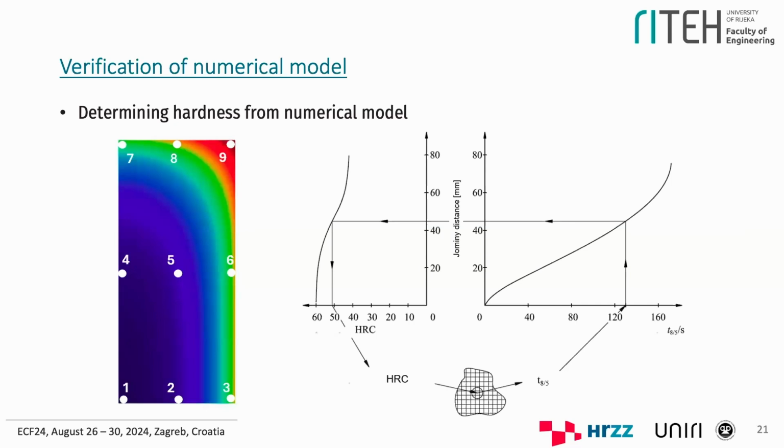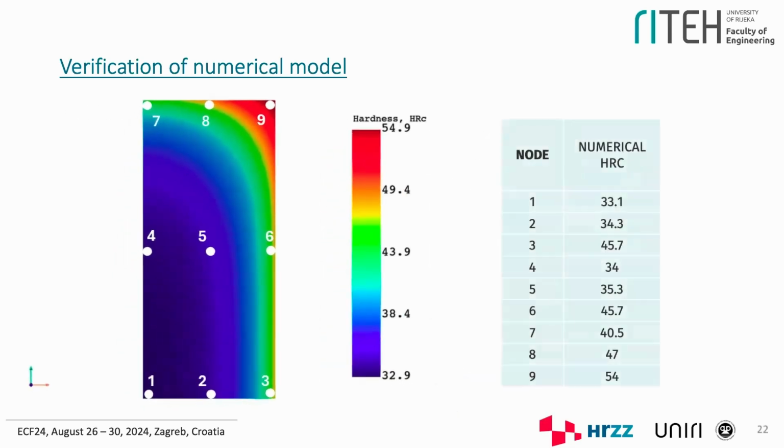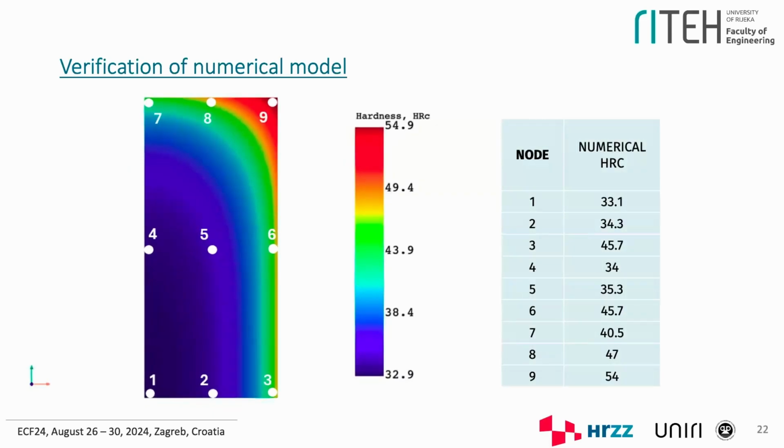Here are the 9 nodes we have the experimental hardness for. What we are now doing is getting the cooling curves for each of these nodes, determining the time of cooling from 800 degrees to 500 degrees Celsius, then going to the transformational diagram so we can get the Jominy distance, with which we can later determine the hardness. That's exactly what we did for all of the 9 nodes. And here are our results.